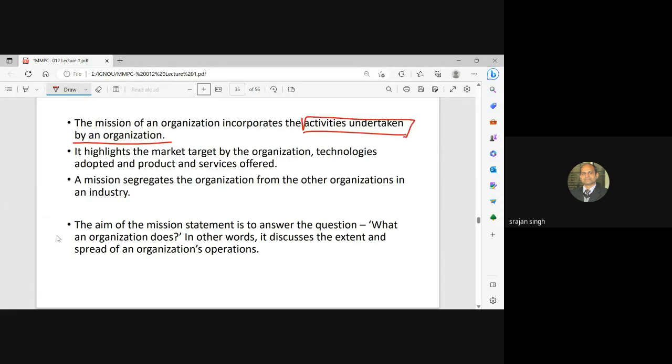It highlights the market target by the organization, technologies adopted, and product and services offered. A mission segregates organization from the other organizations in industry. The aim of mission statement is to answer the question, what an organization does. In other words, it discusses the extent and spread of organization's operations. Means what we are doing, till what extent we are doing.